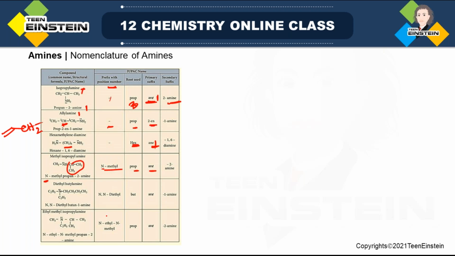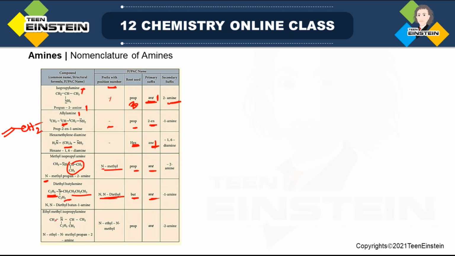Next example, a 3-degree amine. We have 2 ethyl groups. These two will be treated as prefix, so N,N-diethyl, and this is 4 carbon. So the root word will be but, the e is omitted, then 1-amine.